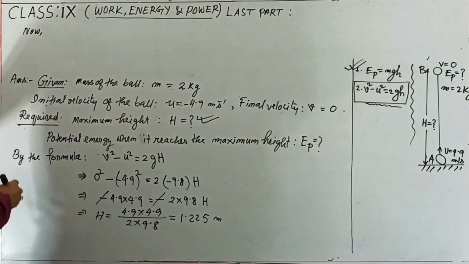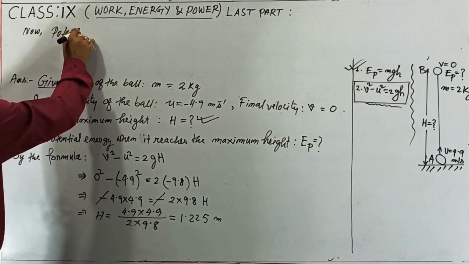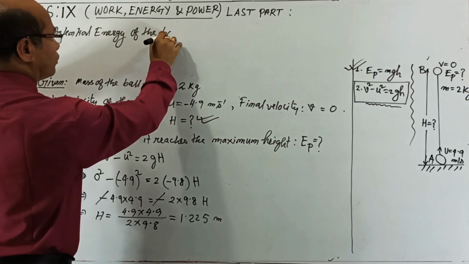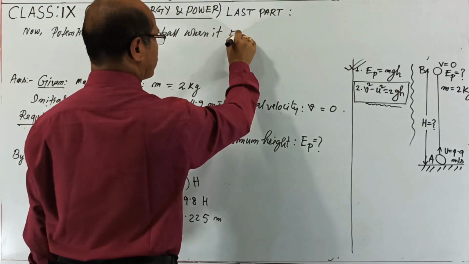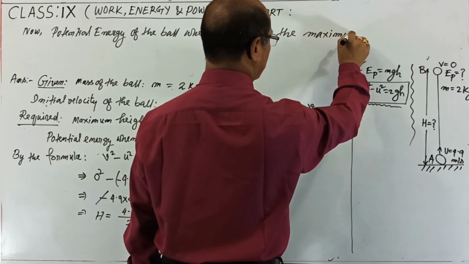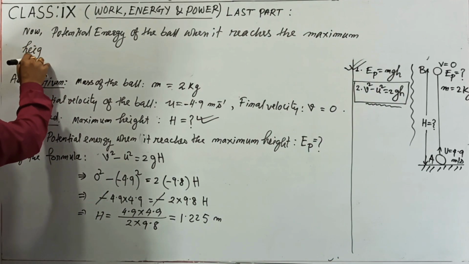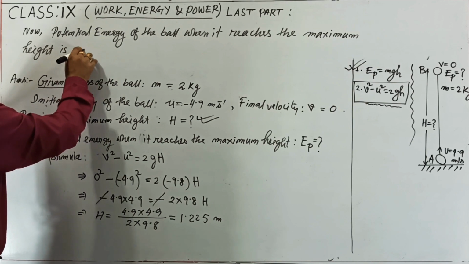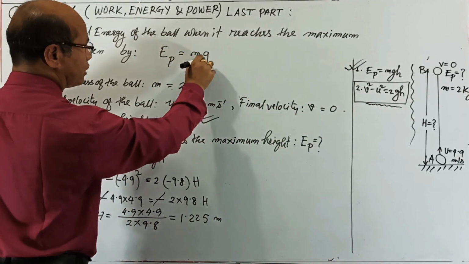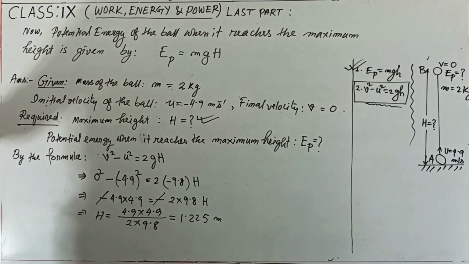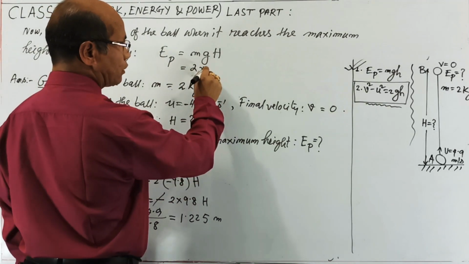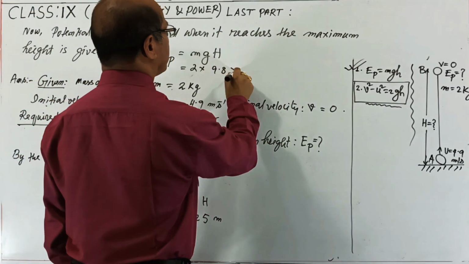Now, the potential energy of the ball when it reaches the maximum height is given by EP equals M G H, where the height is represented by capital H. The values are M equal to 2 kg, G equal to 9.8, and H equal to 1.225.